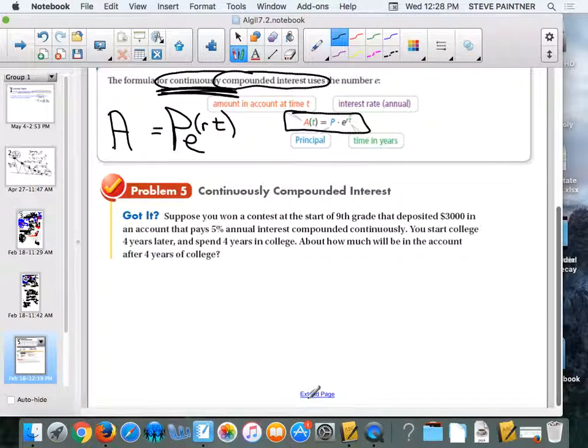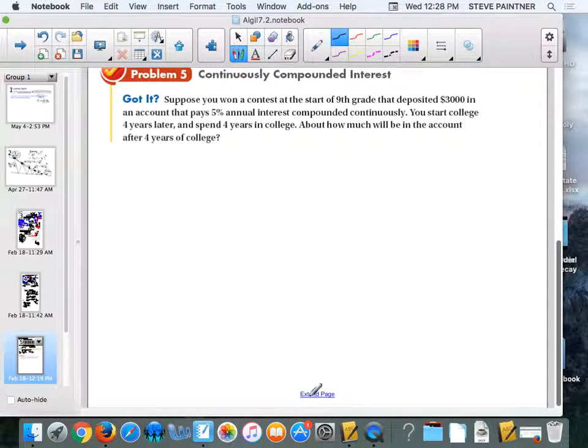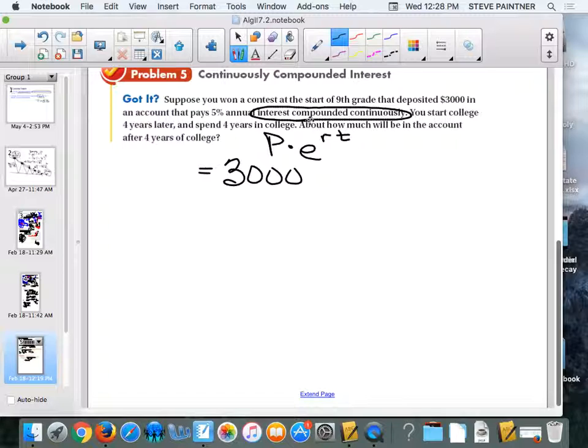Now, let's do this one quick. I understand you're going to leave me a little bit, but here's what happened. You took $3,000, and because it's continuously compounding interest, you're going to use this PERT formula. So it's 3,000 times E raised to the 5%. For this problem, it's 8 years. It's 4 years in high school and 4 years in college. You leave your money there, and then you say, how much is my money worth?